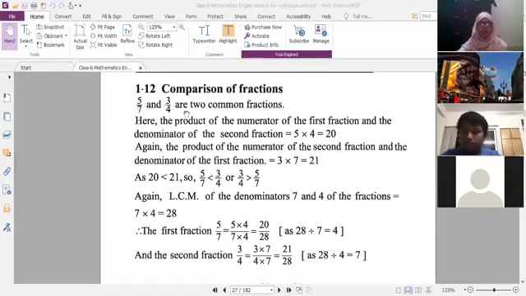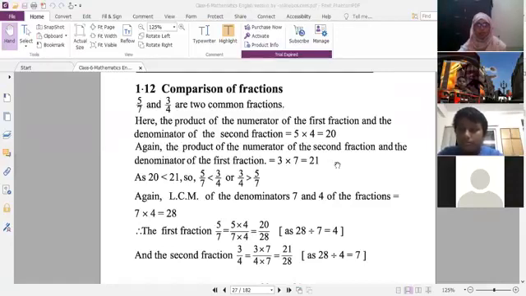5 by 7 and 3 by 4 are two common fractions. Here, the product of the numerator of the first fraction and the denominator of the second fraction is equal to 5 into 4 is equal to 20. Again, the product of the numerator of the second fraction and the denominator of the first fraction is equal to 7 into 3 is equal to 21. Here we see that 20 is less than 21.